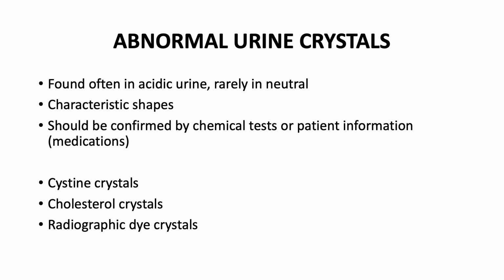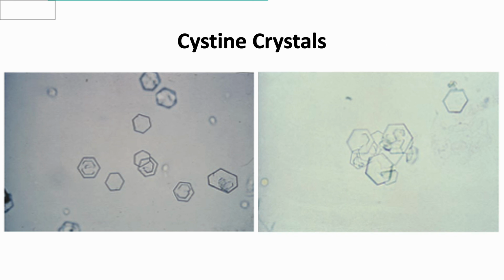Abnormal urine crystals are often found in acidic urine. They have characteristic shapes, and identifying them should be confirmed by a chemical test or patient history, like intake of specific medication. Some examples of abnormal urine crystals are cystine crystals, cholesterol crystals, and even radiographic dye crystals.